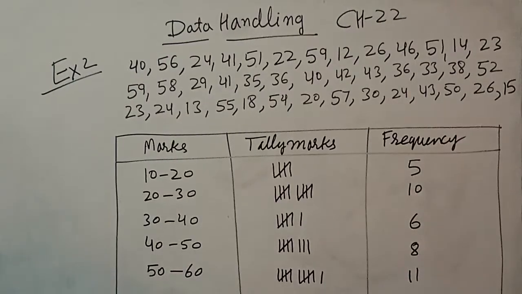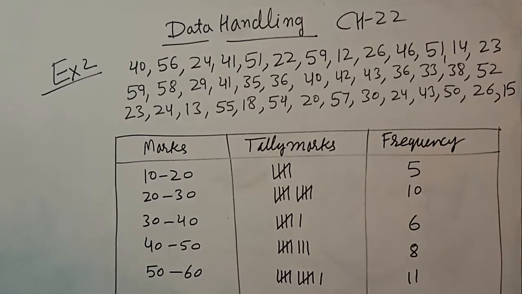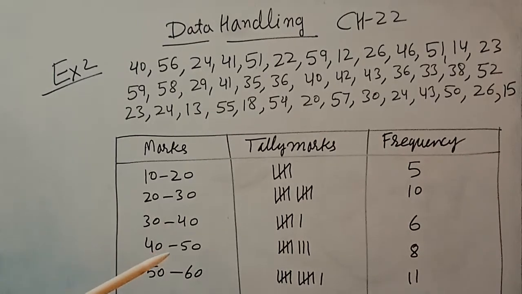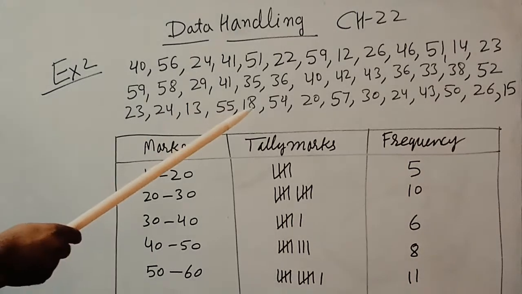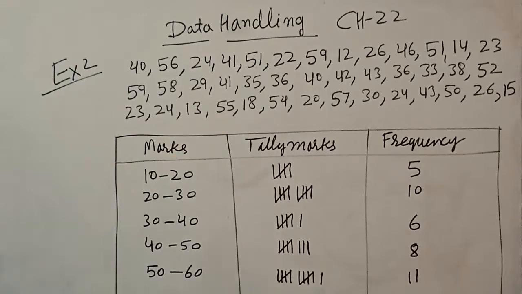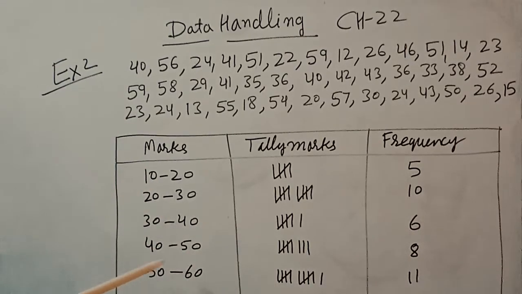Children, in the last example we just studied the frequency distribution table of ungrouped data. Now we will study how to make a frequency distribution table with grouped data. Here we have the marks of 40 students of your class, and we will learn how to make a frequency distribution table with the grouped data. In the grouped data we will make groups: 10 to 20, 20 to 30, 30 to 40, 40 to 50 and 50 to 60.